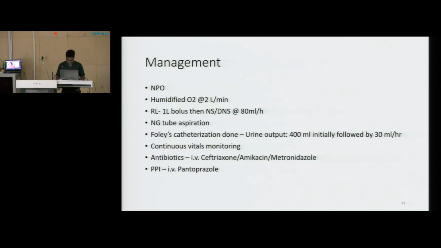Management of shock was started with bolus of crystalloids and antibiotics. Nasogastric tube was inserted and aspiration was done. Initially, after Foley's insertion, around 400 ml of urine was drained, followed by 30 ml per hour. Vitals were monitored continuously.